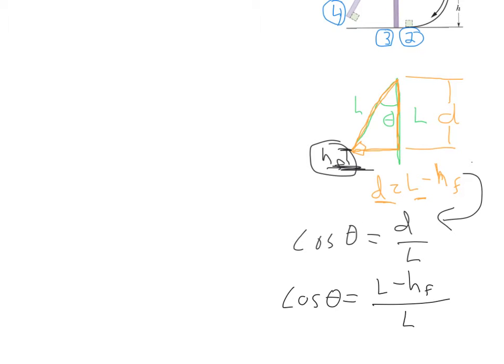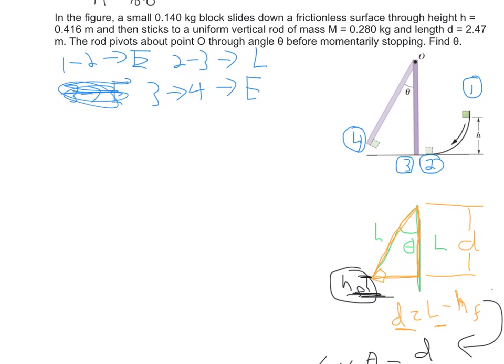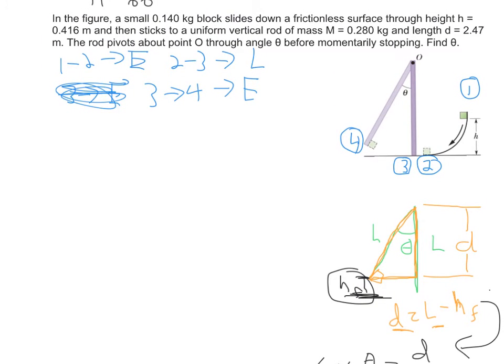Piece of cake, right? Well, maybe not quite that simple. Let's take this one step at a time. So let's start by looking at our steps from 1 to 2. At position 1, what type of energy do we have? Well, I see we have the small block, which is a lowercase m, times g, times this h initial that we're given, the height that it starts from.